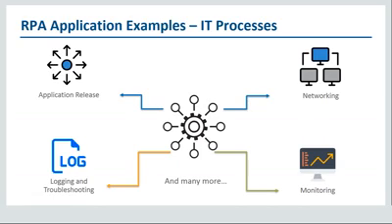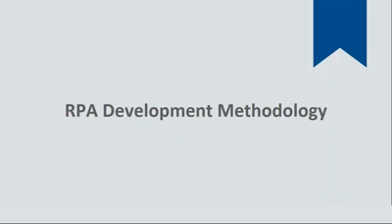If we talk about IT processes, RPA can be implemented in application releases, networking, monitoring, logging and troubleshooting, and many more places wherein we have repetitive tasks or wherein human involvement is not required. Right? So all of these places RPA is and can be implemented. Moving along, now let's discuss the RPA development methodology.